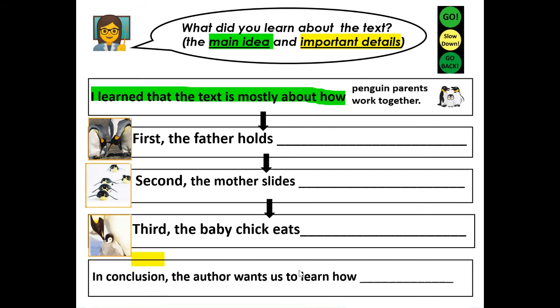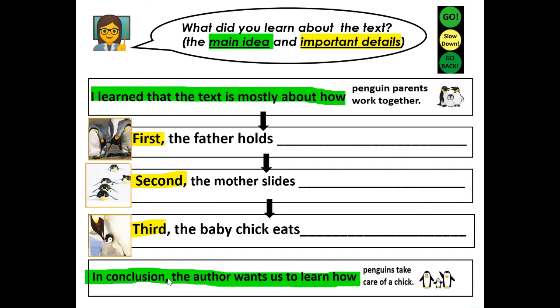Then you're going to slow down and write your first detail or fact. Then slow down again and write your second detail or fact. And slow down again and write your third detail or fact. And then I will give you your conclusion, which again is related to the main idea. You're going back and reminding the reader of the topic. In conclusion, the author wants us to learn how penguins take care of a chick.